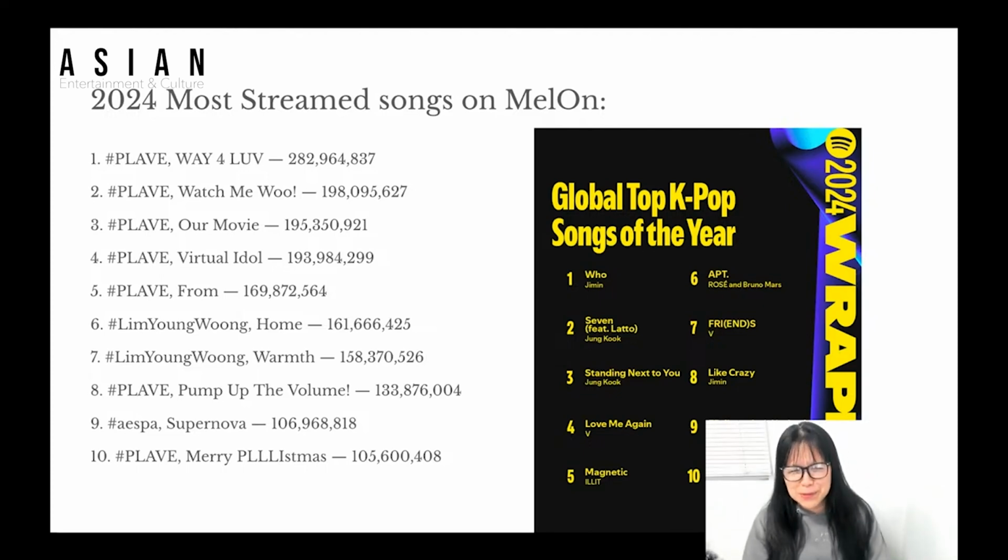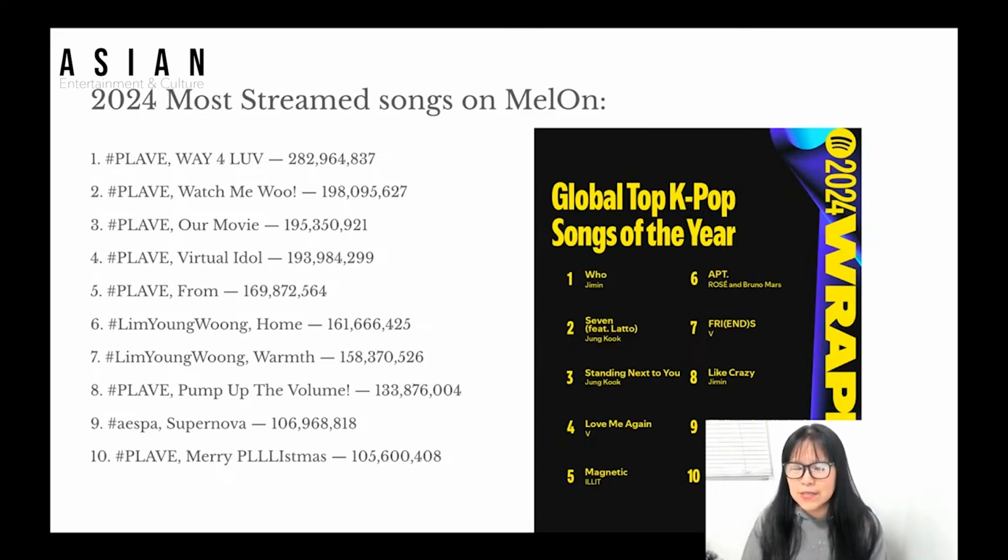At least aespa was able to get in 106 million streams for Supernova and then play again. But if you compare that to the top songs in Spotify, it's Who, Seven, Standing Next to You, Love Me Again, Magnetic, Apathy, Friends, Like Crazy, 3D, and Rockstar. I'm comparing Spotify and Melon because Melon is the biggest streaming platform in South Korea, and Spotify is the biggest streaming platform in the US. That's why I'm comparing the two.